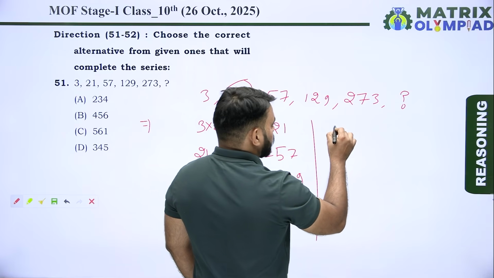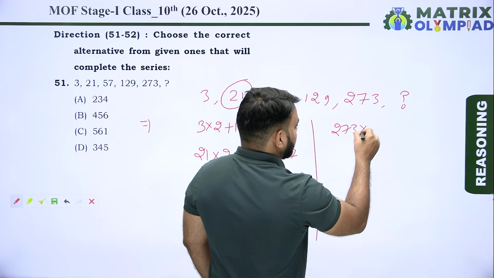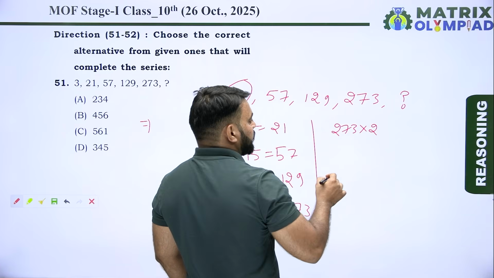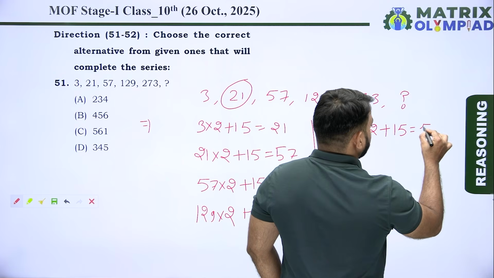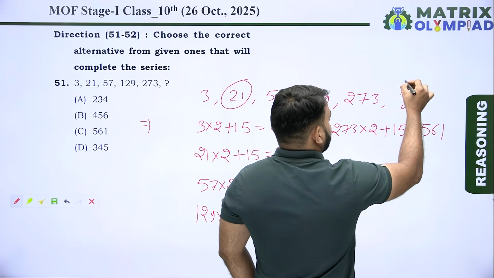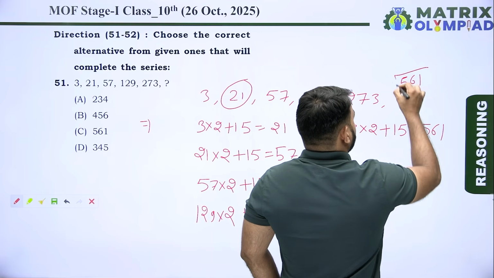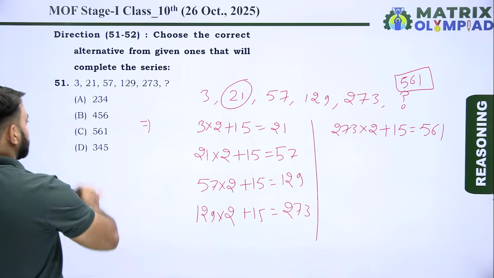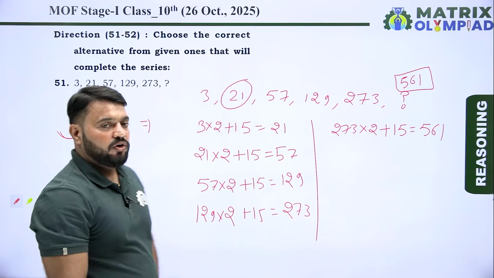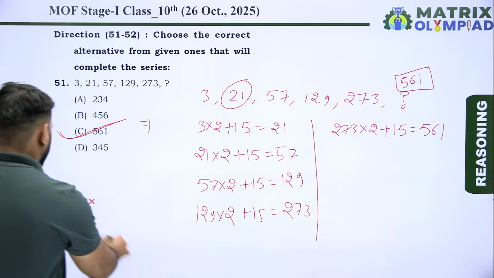Now similarly 273 multiplied by 2 is 546, plus 15 is 561. So here 561 is the next number of the given number series. So option C is the correct answer of this question. Let's move on to the next question.